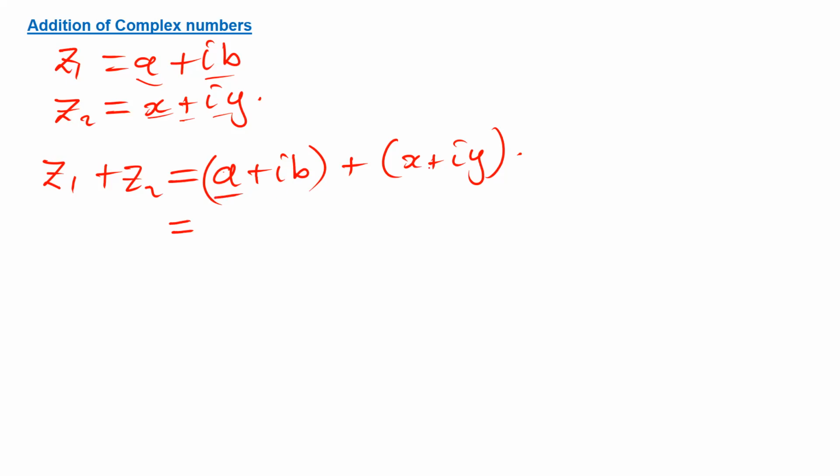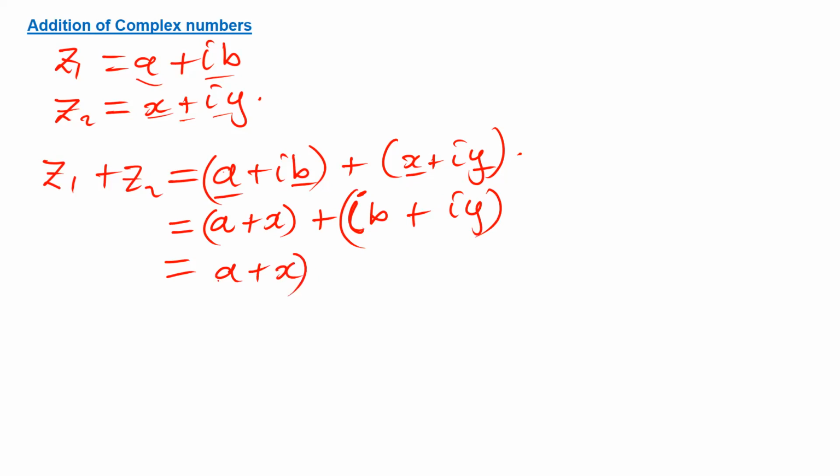Okay, so this is what you have. You're going to add this part and that part. And this is going to be A plus X, put them in brackets, then plus, open brackets, B plus Y. Or if you want, you can say IB plus IY. So you have the solution as A plus X in brackets, then plus B plus Y when we factor out the I. Okay, so this is what you have as two complex numbers being added.